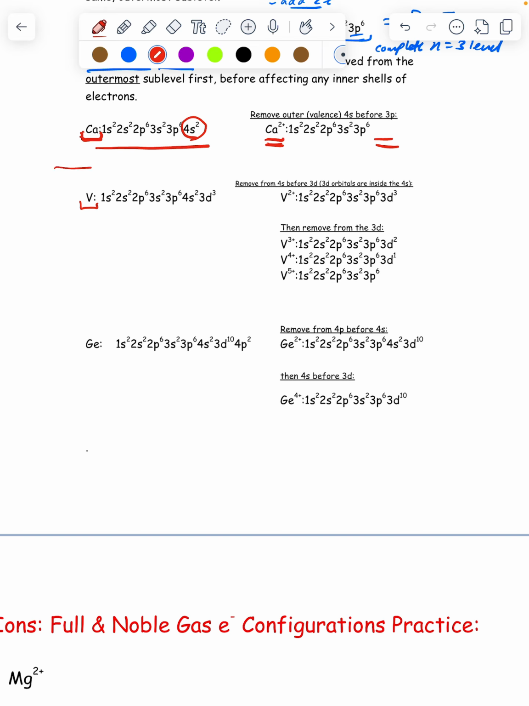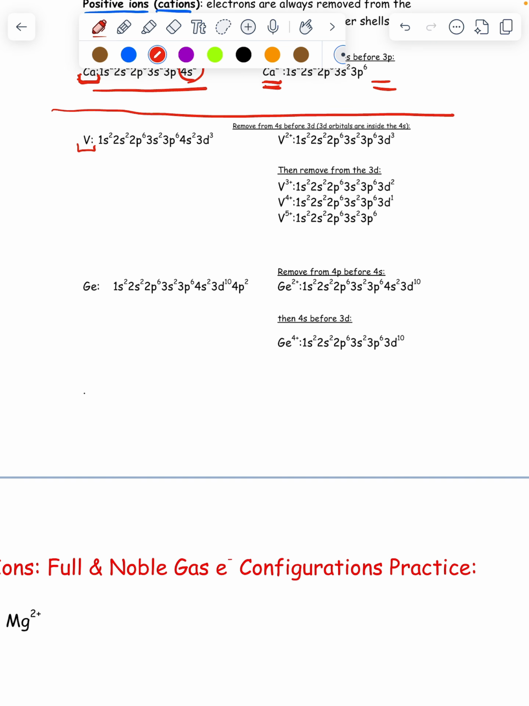This gets a little trickier when we start to take away electrons from things that have d electrons, or from things further down the table that have s and p electrons that are forming positive ions. So let's check out some examples. If you're asked to draw a configuration for a positive ion of vanadium, I would recommend starting by drawing out the normal configuration of vanadium, the neutral atom.